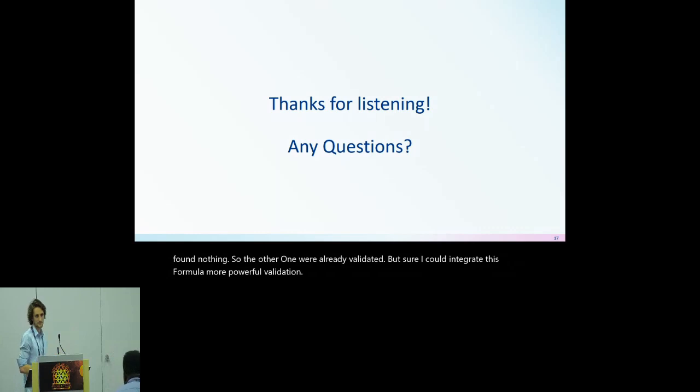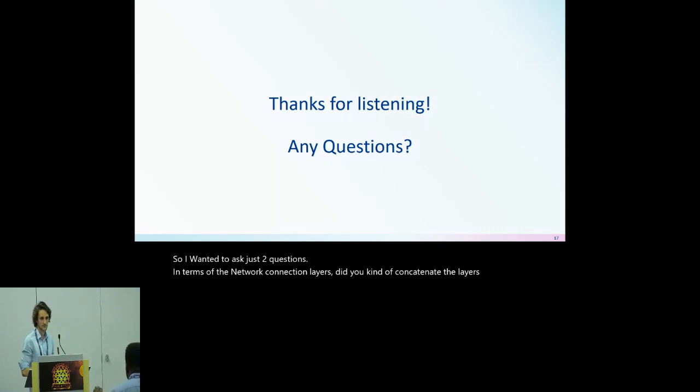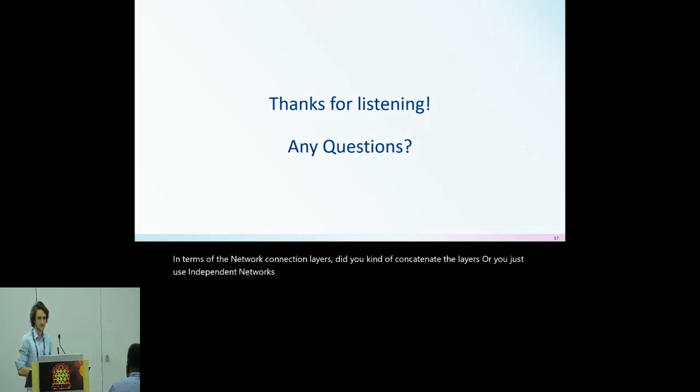Yeah, thank you for the presentation. I wanted to ask just two questions. In terms of the network connection layers, did you concatenate the layers, or did you just use independent networks for each of the layers? And also, would it be good to include single cell data and try to see how you predict, and also the database you use for target prediction? I don't know what database you use.